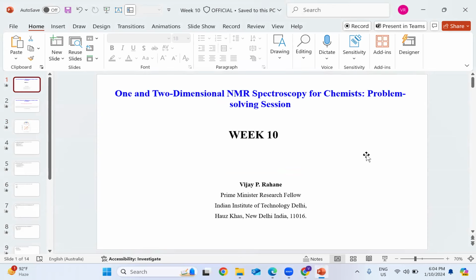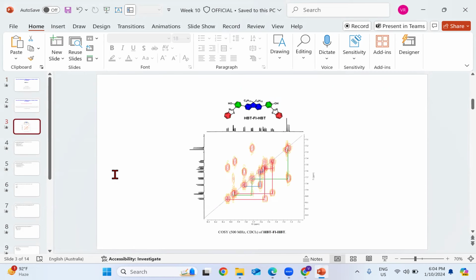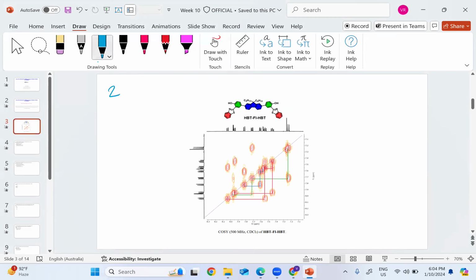This is Vijay Rahane. Today we are here to solve the problem based on the course one and two dimension inverse spectroscopy for the chemist. As of now, we have already seen all the 1H NMR spectroscopy as well as the 13C, and we are slowly moving toward the two-dimensional NMR spectroscopy. Two-dimensional NMR spectroscopy is one of the important techniques for the chemist in day-to-day life.